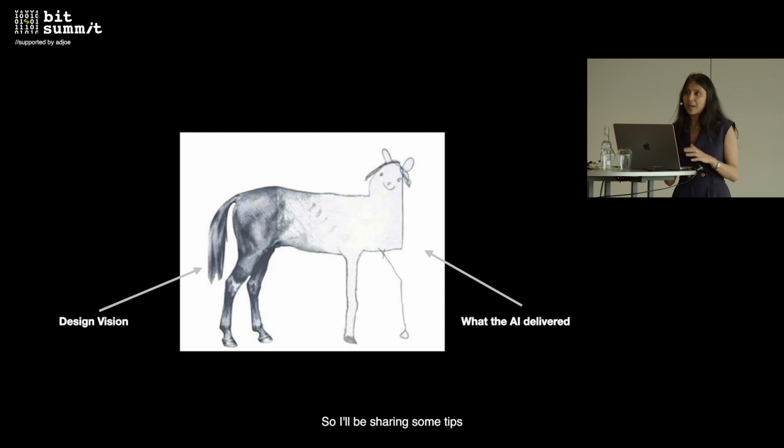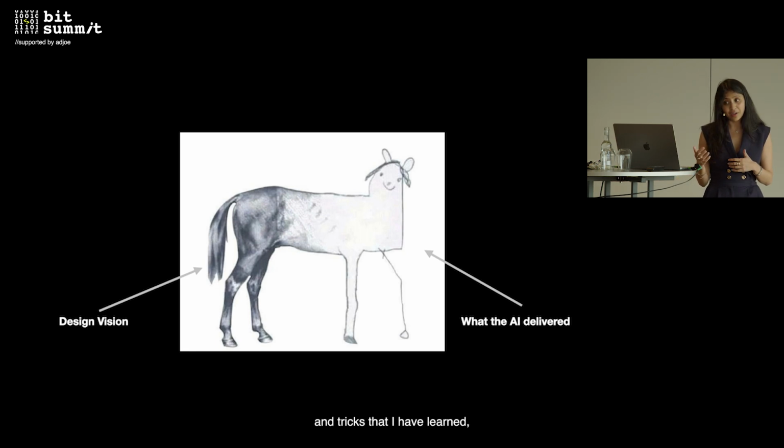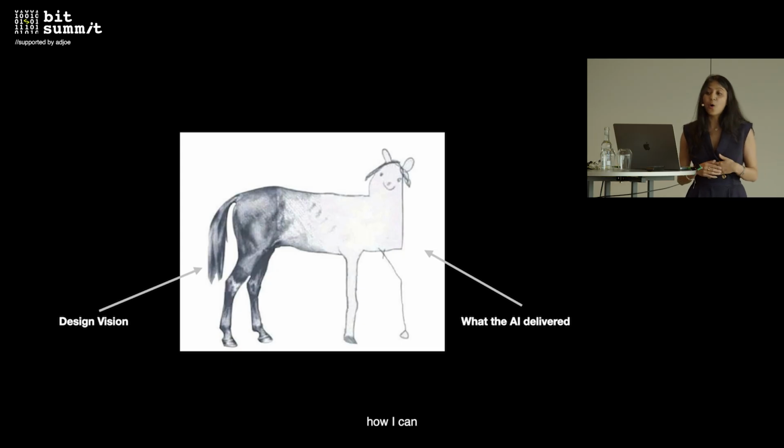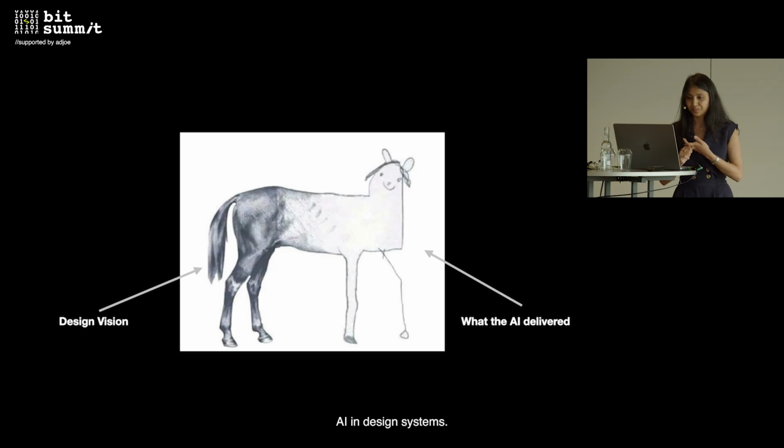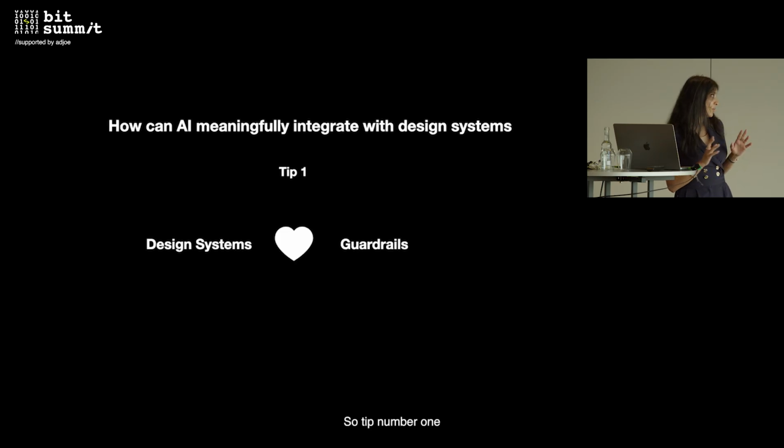So I'll be sharing some tips and tricks that I have learned, and am still learning, on how I can meaningfully integrate AI in design systems. Tip number 1: design systems love guardrails or constraints. And that's the big idea with them, right?